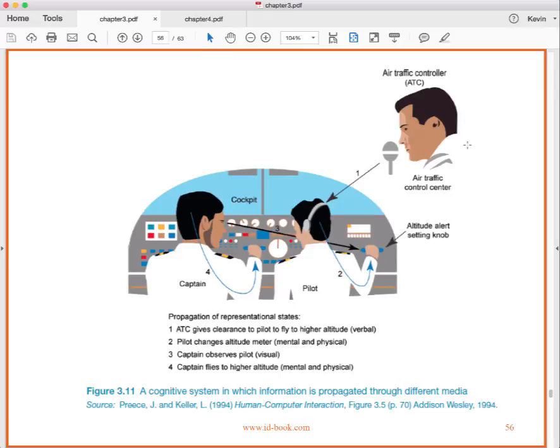Now, for those of you who are commercial pilots, this might be a simplification that you're not willing to agree to, but you can get some kind of idea about how complex this interaction is, and how the information is really propagating through the system.